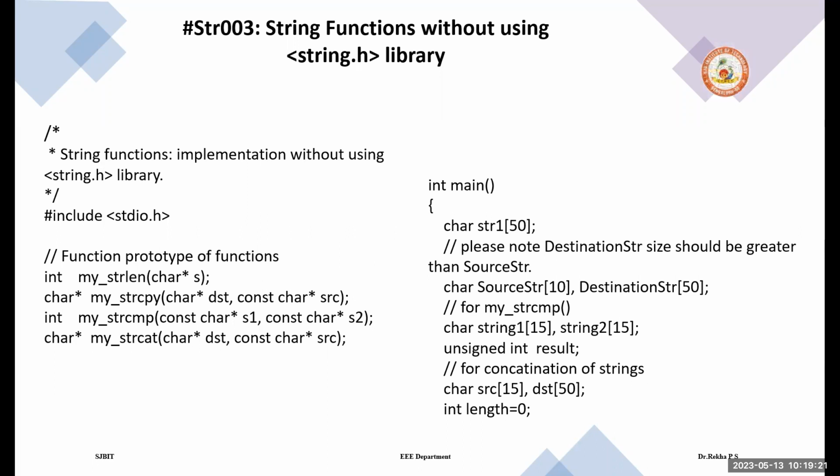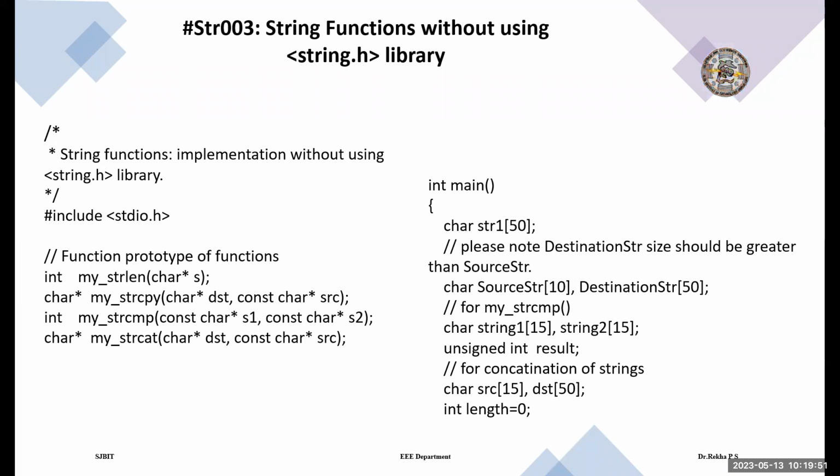So I started with the main function. In main, I have declared one string variable of type char. The declaration is done with the size, defining size is 50. Please note destination string size should be greater than source string size. So we have declared two more variables, source str and destination str.